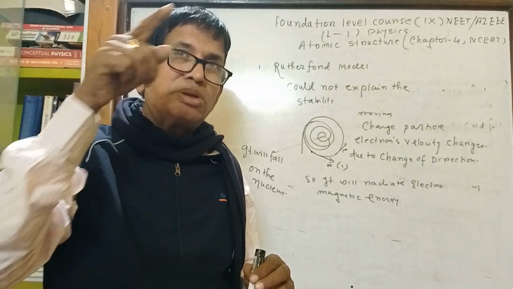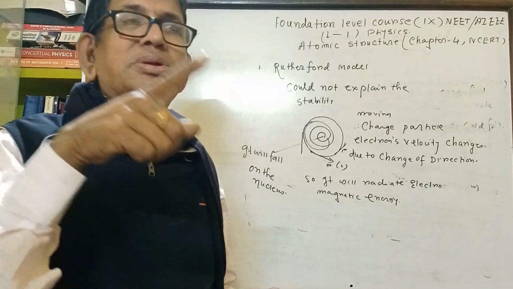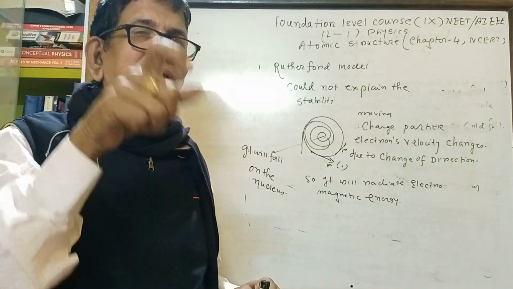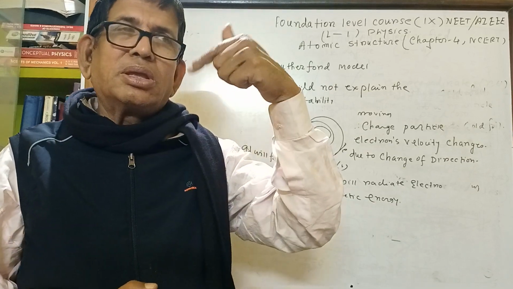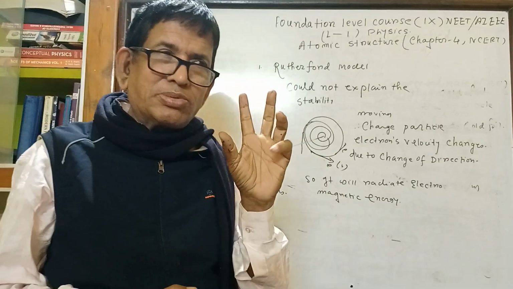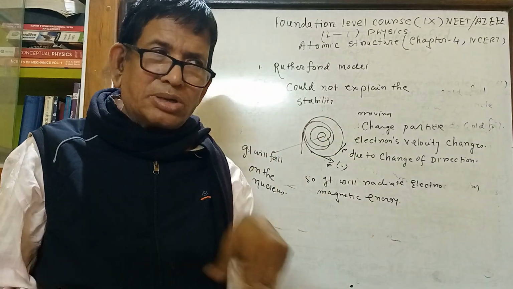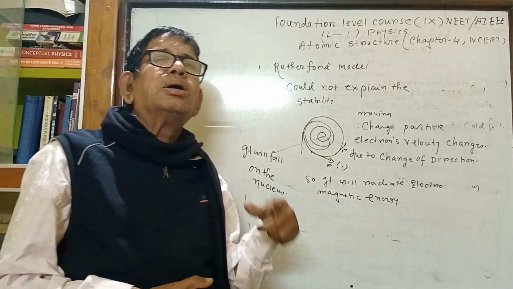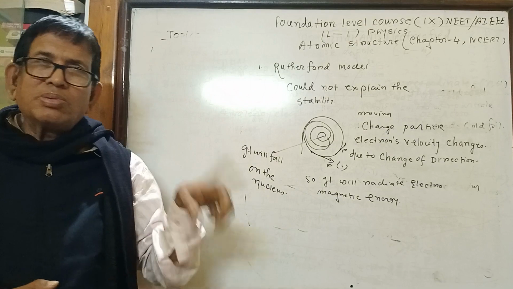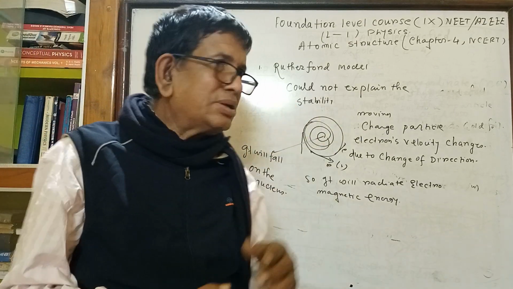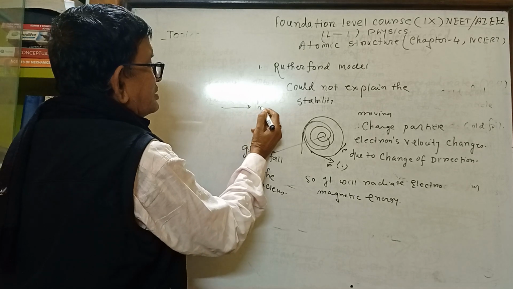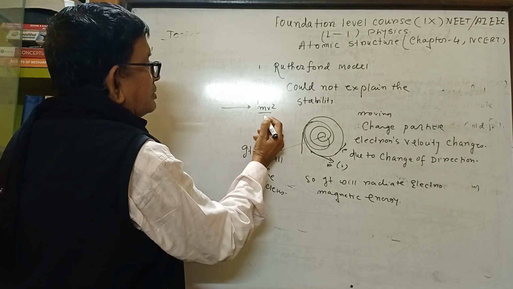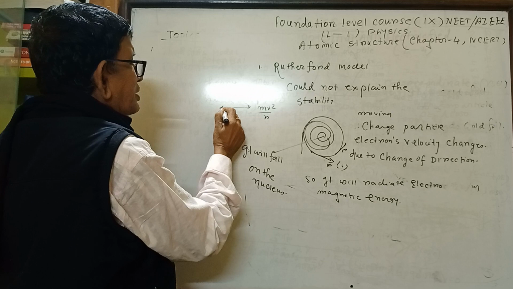Now, why is the electron not at rest? Why is it revolving? If the electron does not revolve in orbit, then due to continuous electrostatic force, it will fall on the nucleus. Rutherford told us that the electron revolves surrounding the nucleus. As a result, two forces are there: one is the centrifugal force, the other is the electrostatic force.